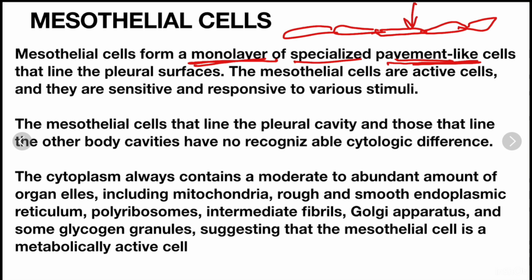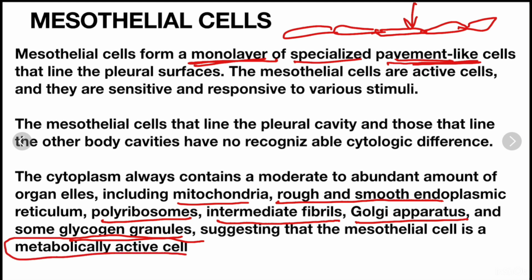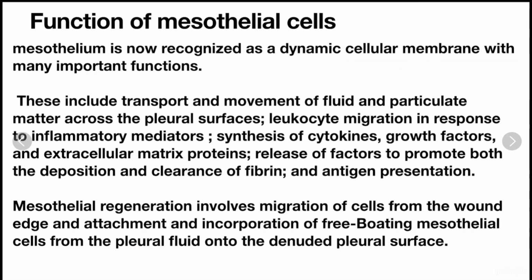The cytoplasm always contains a moderate to abundant amount of organelles, including mitochondria, rough and smooth endoplasmic reticulum, polyribosomes, intermediate fibrils, Golgi apparatus, and glycogen granules, suggesting that the mesothelial cell is a metabolically active cell. Very, very important. The function of the mesothelial cell.